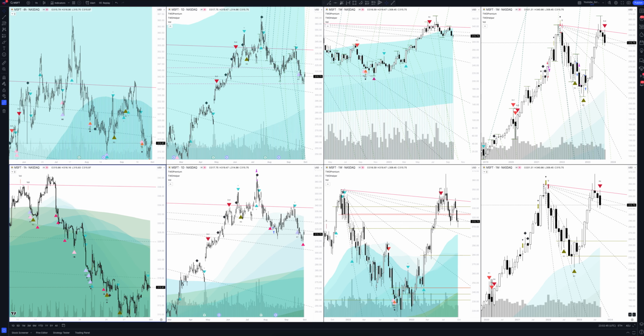Today we will take a look at Microsoft Corporation stock. Let's analyze the market situation and find out how you can make money on it. Let's start.